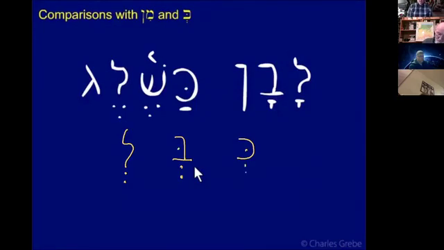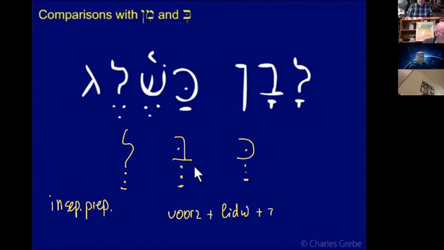Weet u het nog? Inseparable prepositions. Dus voorzetsels die vastzitten aan het zelfstandig naamwoord. Je ziet hier de schwa. Maar wat gebeurt er als je een voorzetsel plus het lidwoord hebt, plus het zelfstandig naamwoord?